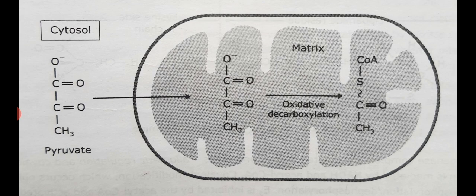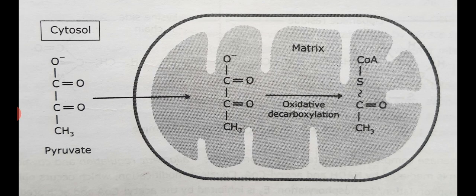We have read that in glycolysis, two 3 carbon molecules, that is pyruvate, are formed from a glucose molecule. Further oxidation of pyruvate takes place in the mitochondrial matrix in eukaryotes and in cytosol in case of prokaryotes. In the mitochondrial matrix, pyruvate is oxidized into acetyl coenzyme A.